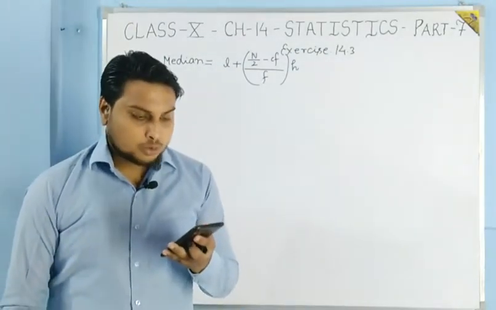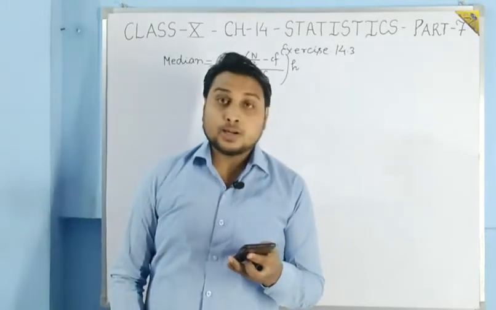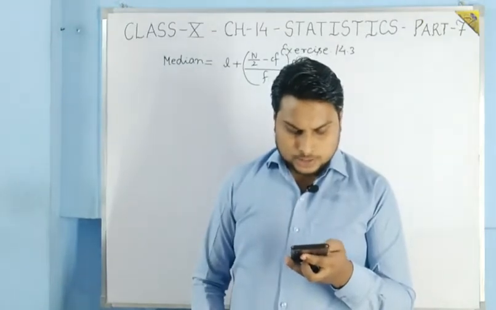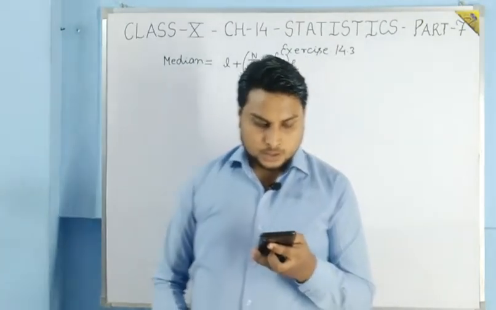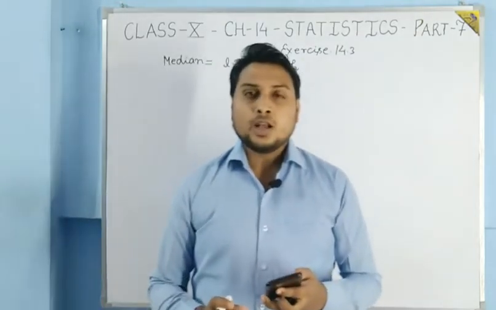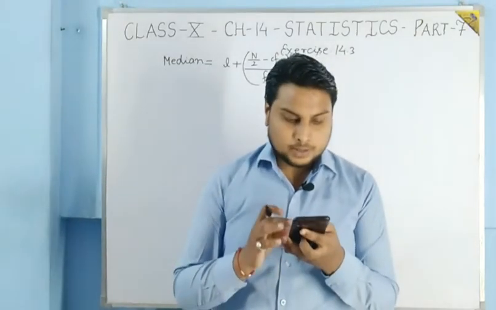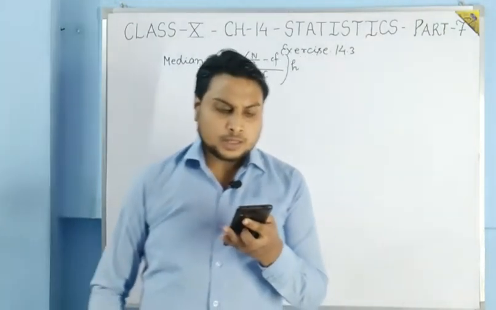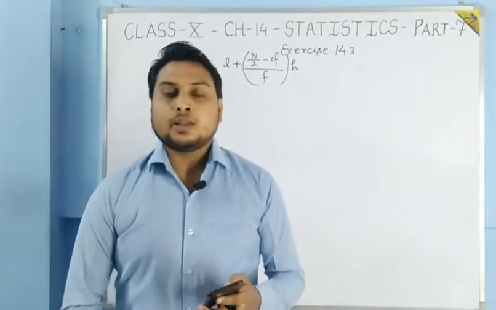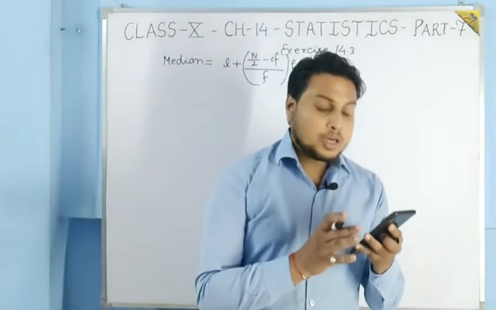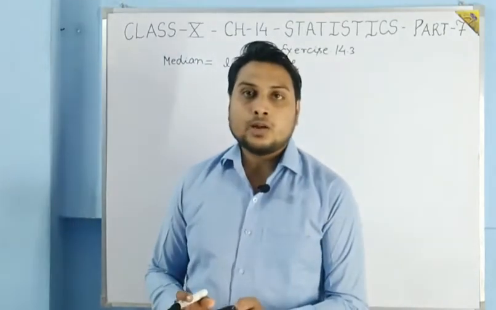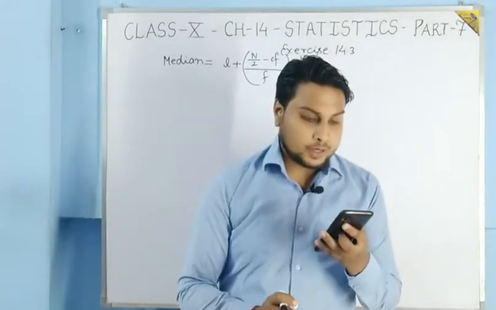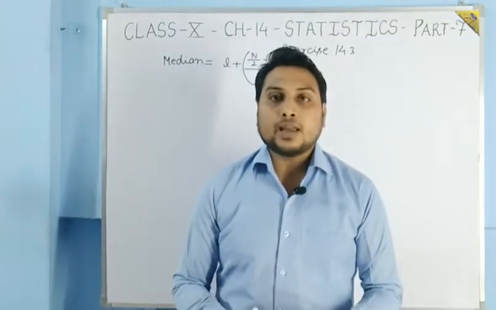Students, question number 1 is very easy. You can do it by yourself. You have to find mean, median and mode. Now coming to question number 2. Question number 2 is a little bit different, so we will discuss it here. The question is: if the median of the distribution given below is 28.5, meaning a frequency distribution is given and the median is given as 28.5, we have to find the values of x and y.